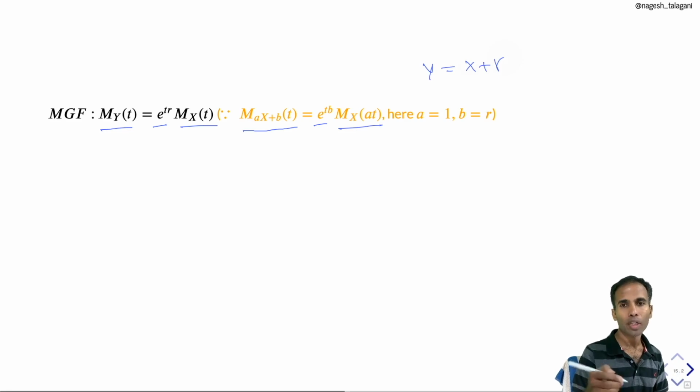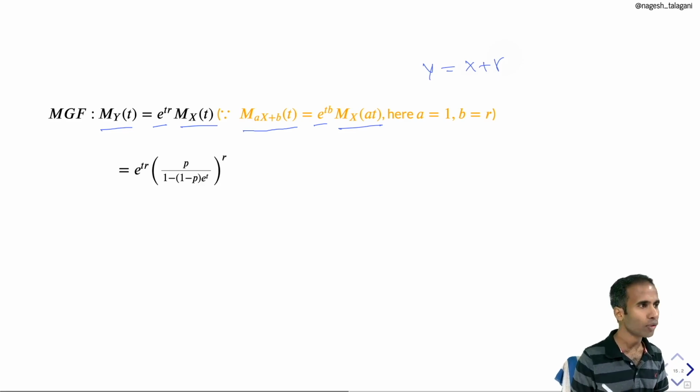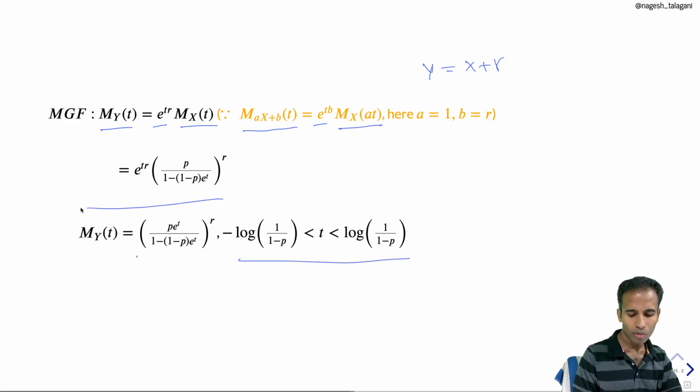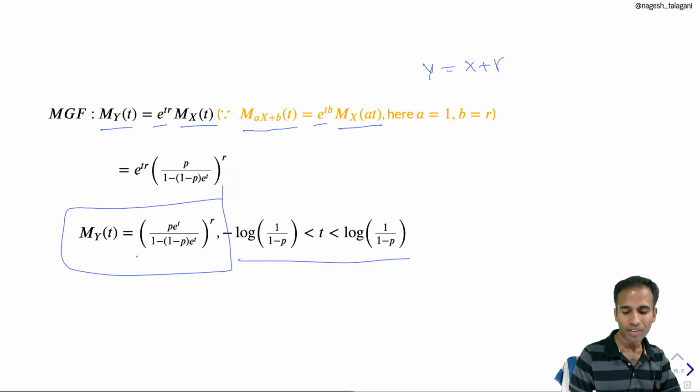Now we already know the MGF of X, so let's use it here: e^(tr) times [p by (1 - (1 - p) e^t)] to the power of r. This we can write as [p e^t by (1 - (1 - p) e^t)] to the power of r, which makes sense in this interval. So this is going to be the MGF of Y, where Y is the number of trials required to see the rth success.